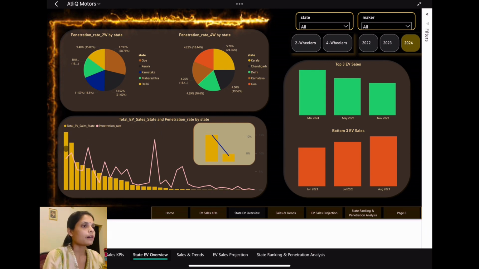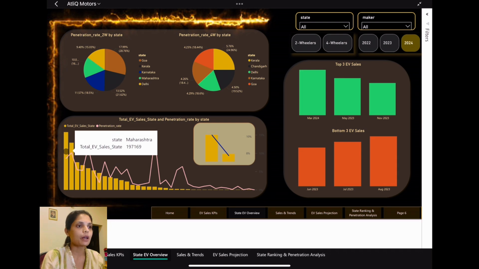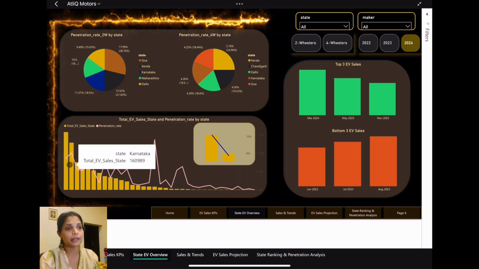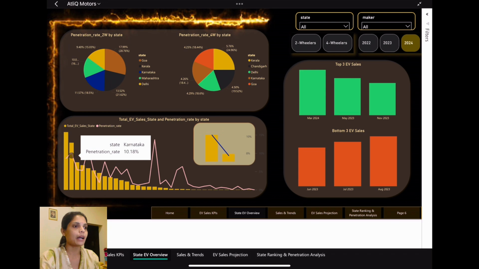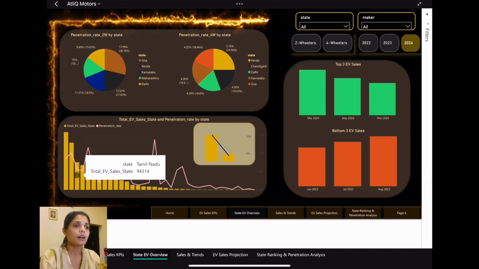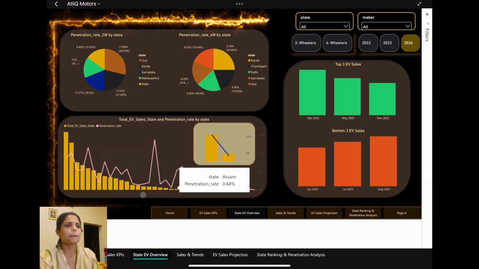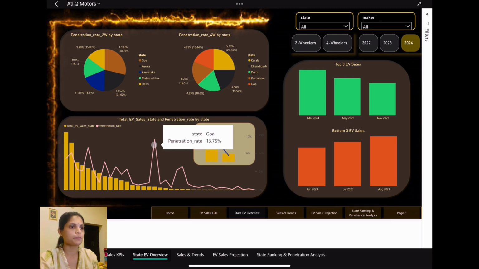Coming to this chart, Maharashtra leads with 1,97,000 EVs sold in the year 2024, but its penetration rate is 8.6%. This indicates that despite high sales, there is significant potential to increase EV adoption. Karnataka follows with 1,60,000 units and a higher penetration rate of 10.18%, which suggests a more mature market. Tamil Nadu with 94,314 units and a 5.49% penetration rate shows potential but slightly lags behind. Both states are offering key opportunities for market expansion.